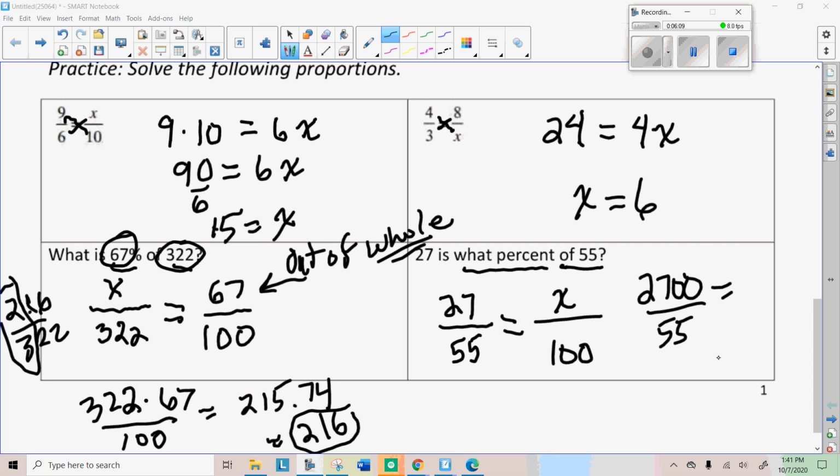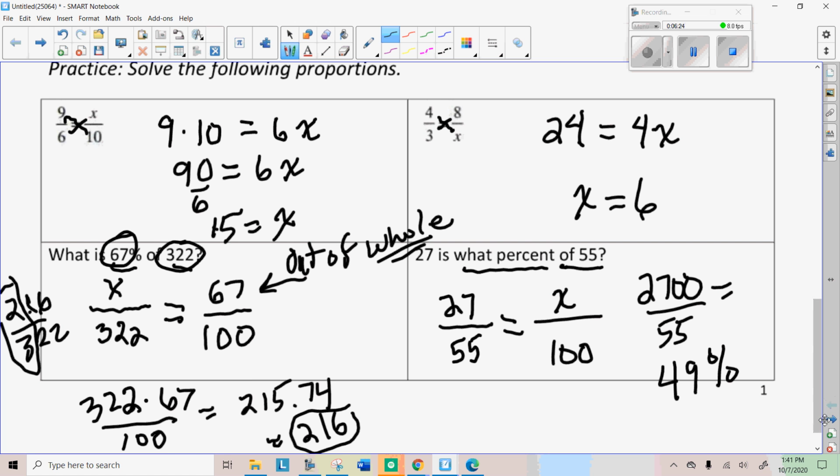And if you did that right, you should have gotten about, it's a little over 49, but since these are all whole numbers, we might as well round to the nearest whole number. So we're going to round it to 49. Now we're looking for the percent, so this one we're going to label percent.